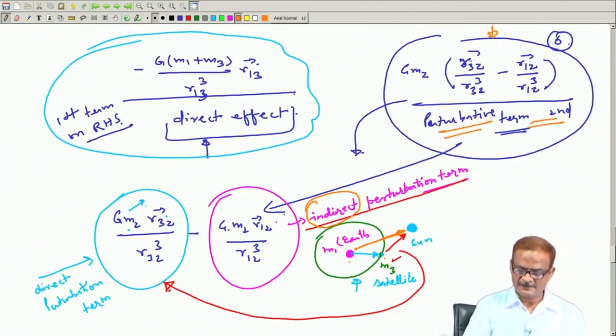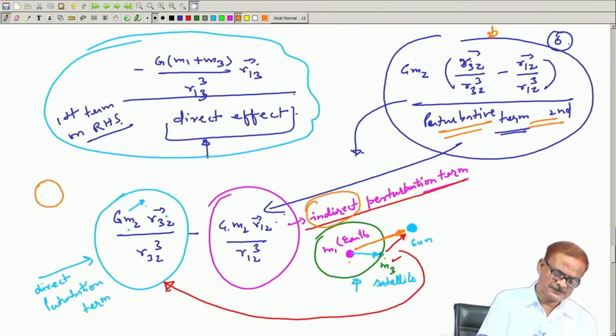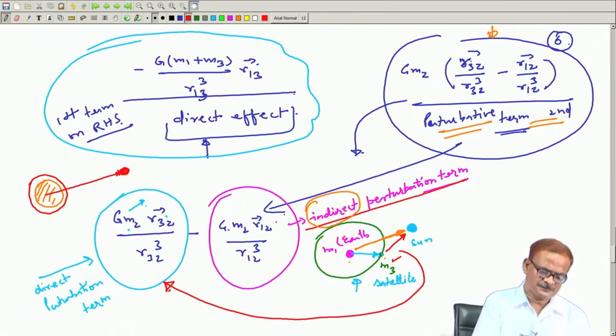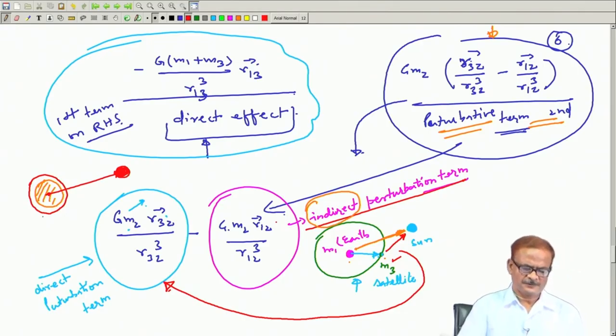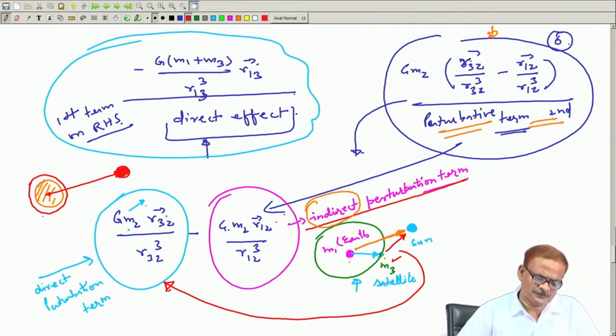And you can see here that because of the presence of the sun, the motion of the satellite around the earth is affected. If this is the earth, a satellite is moving about it, and the sun and earth mass system move about their mutual center of mass, which we call the barycenter. It lies inside the sun itself, because the sun is very heavy, its diameter is around 13 lakh kilometers, and it is very massive compared to the earth.